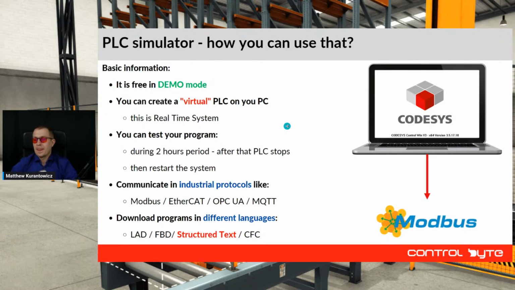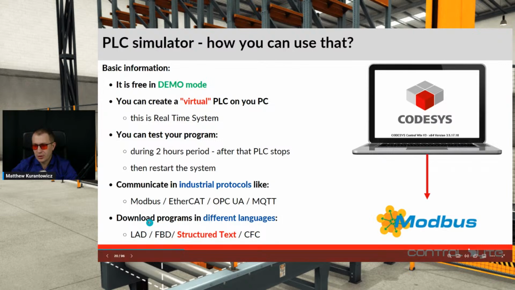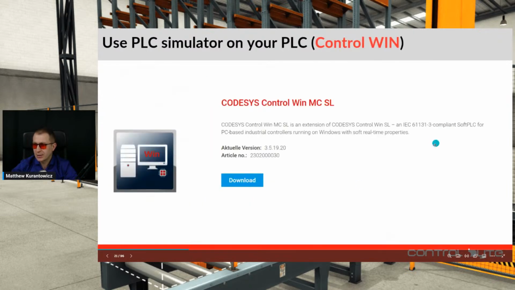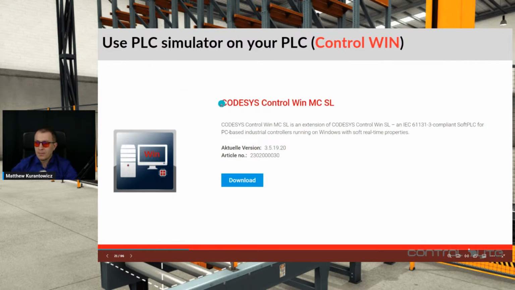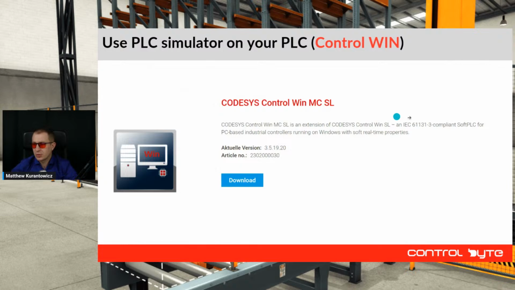Great. How to use the PLC simulator? It is free in demo mode. You can create a virtual PLC and you can test your program during a 2 hour period. After that, the PLC stops, but you can run your application once again, and you can program in graphical languages like ladder, FBD, and structured text. Structured text is a text language. It is a really powerful language. You need to download only CODESYS Control Win from the CODESYS store.